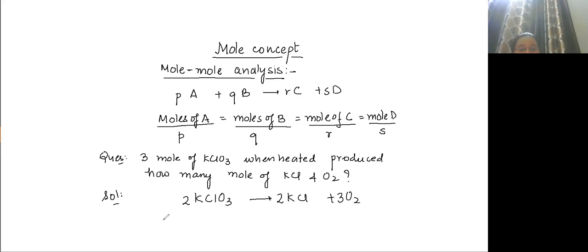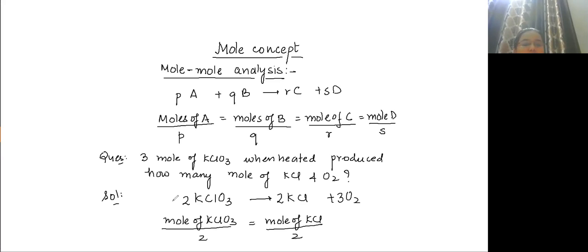Okay, now how will you write down? Moles of KClO3 divided by 2 is equals to moles of KCl by 2. Can I write it like this? Any confusion writing this? KClO3 divided by the stoichiometric coefficient, KCl divided by 2.